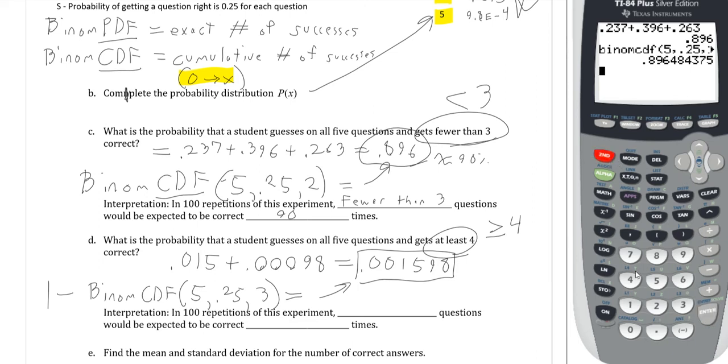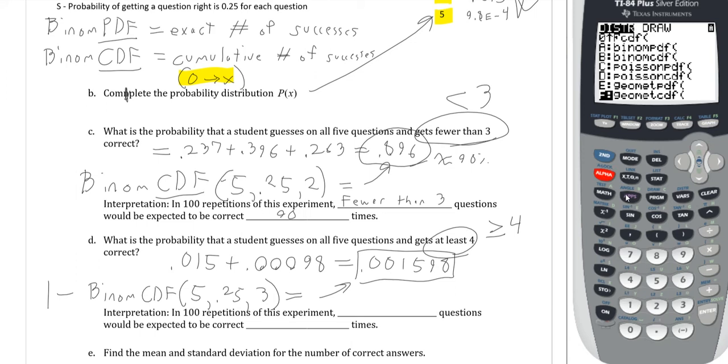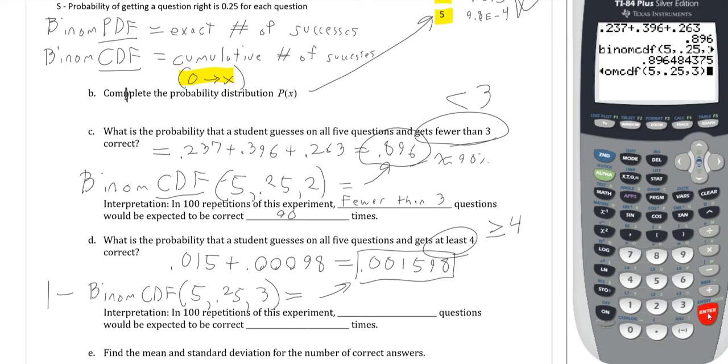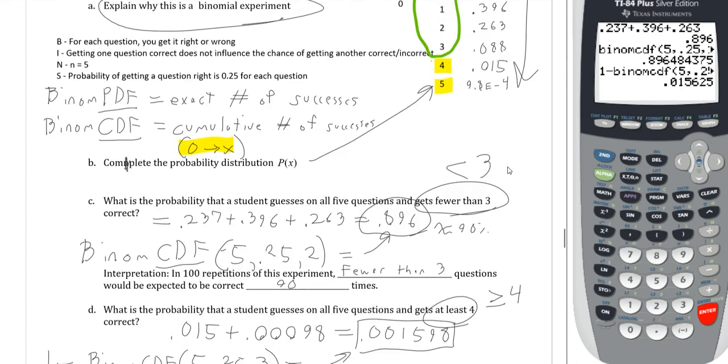So let's do that. Let's do 1 minus, and then I'll go get Binomcdf of 5, 0.25, and 3. That gives me 0.15625. The reason why it's a bit off is because, again, there was some round off error there. So that's why it's a little bit different. But about the same.